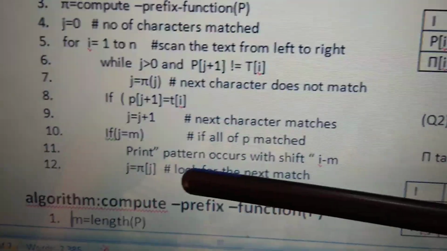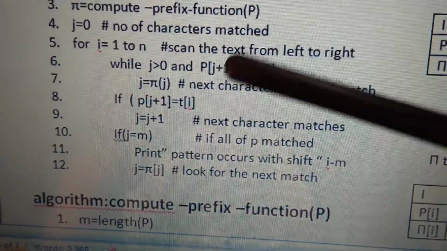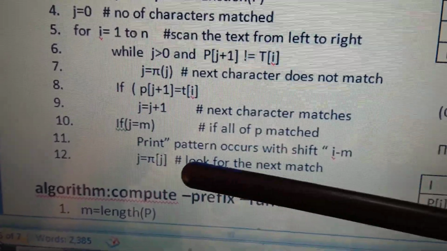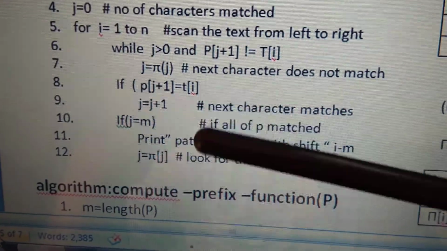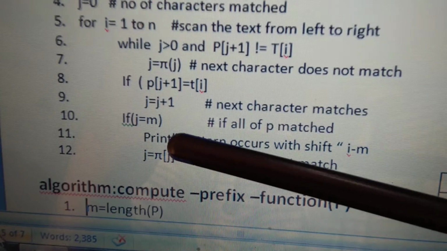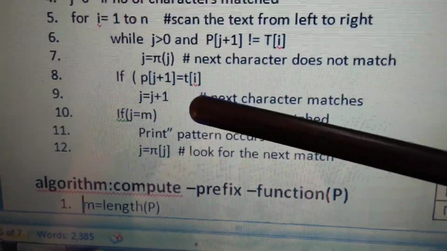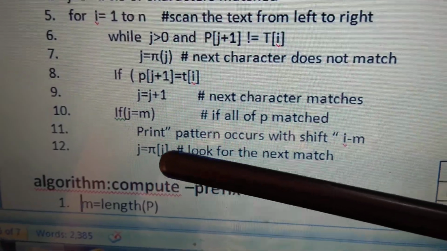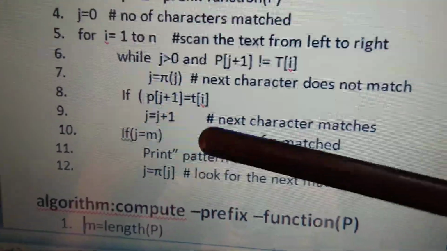That means your pattern may be repeated more number of times in the text. If one time is over, then go to the next time. In the sense that if some characters are there in the text, then we go for another matching, whether available or not. For that we reset j to the 0 index, that means pi of j. So this is the total algorithm.